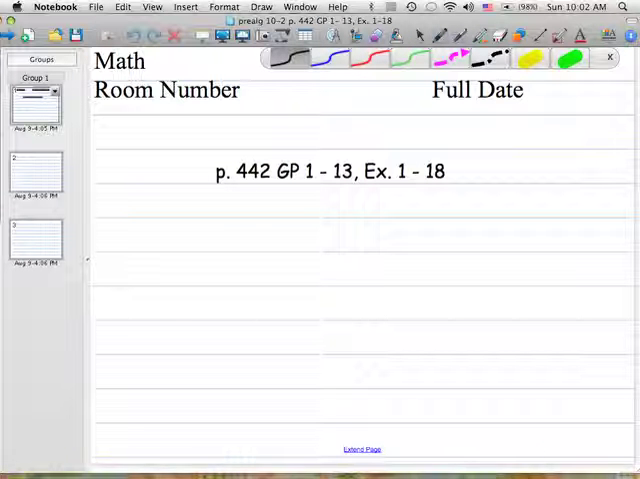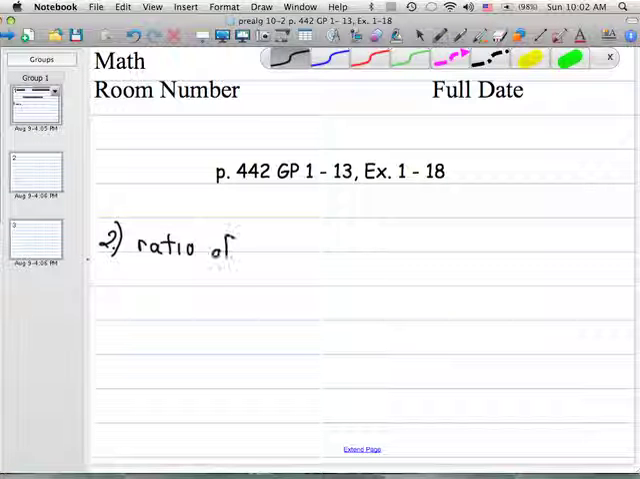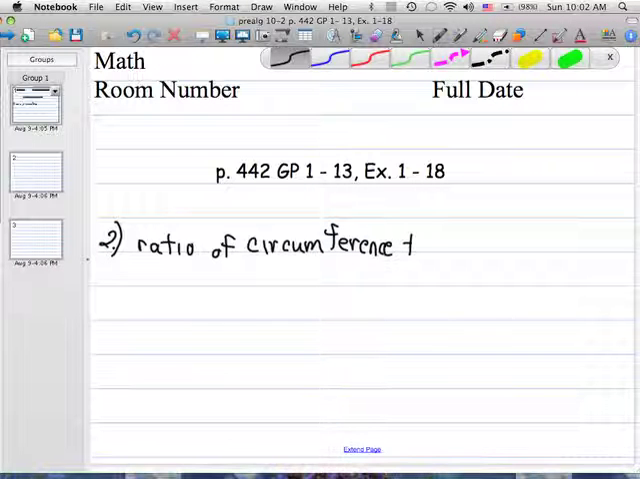So on 442, number 2, what characteristic of a circle is represented by the number pi? Well, the characteristic is the ratio of the circumference divided by or to the diameter. Circumference over diameter.